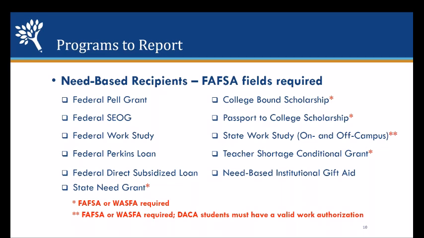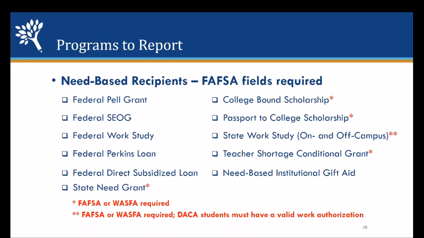Federal Perkins Loan, Federal Direct Subsidized Loan, and your State Need Grant, the College Bound Scholarship, Passport to College Scholarship, State Work Study on and off campus, the Teacher Shortage Conditional Grant, and the Need-Based Institutional Gift Aid.